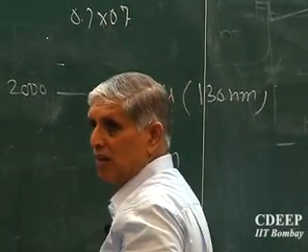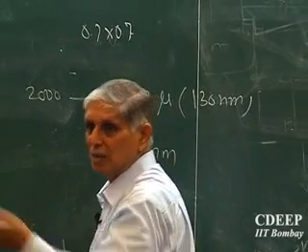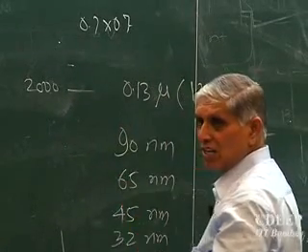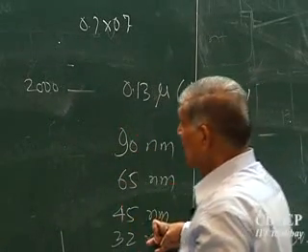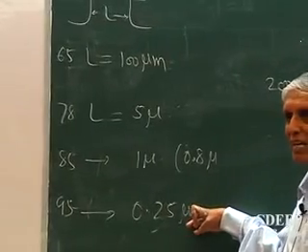If I scale this technology by 0.7, area will scale by half. That is double the density. This is what we thought. You can see each number is 0.7 of this. In initial times, whatever the technology number was, same was the channel length.